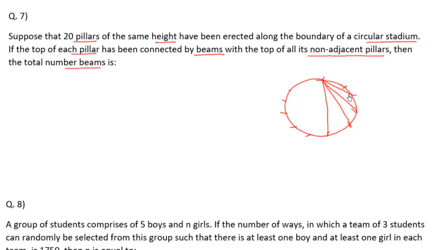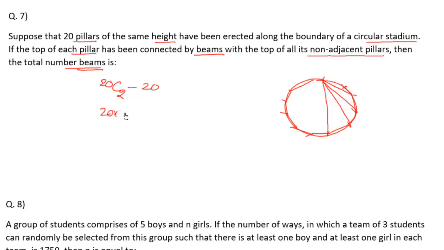Something like this. So clearly here we can see that if we draw a 20-sided polygon, then the beams are nothing but the diagonals. Correct? So we have to find the number of diagonals. So here it will be 20C2 minus 20 that will become the number of diagonals. So let us calculate it.